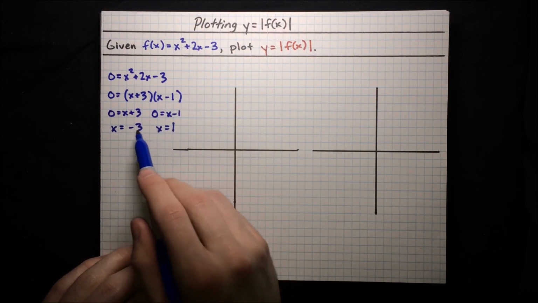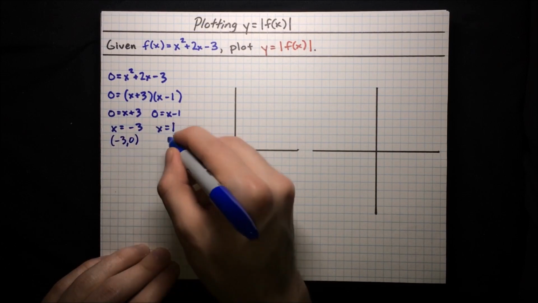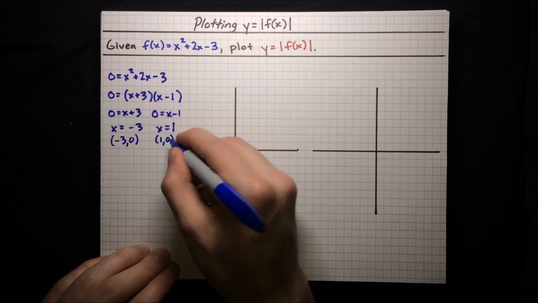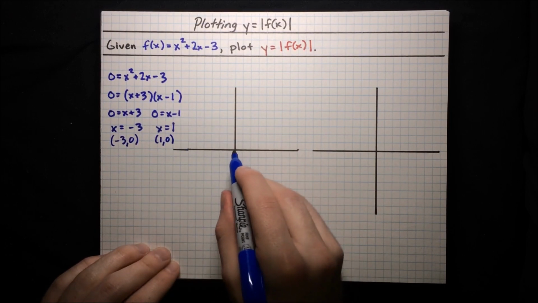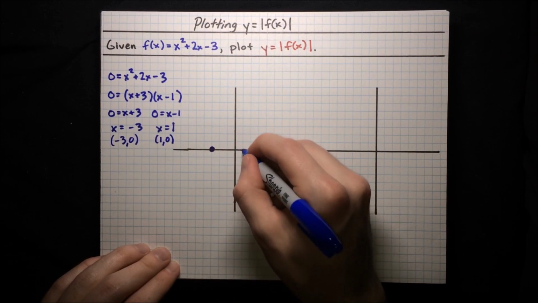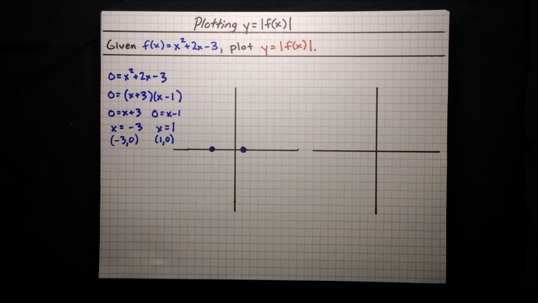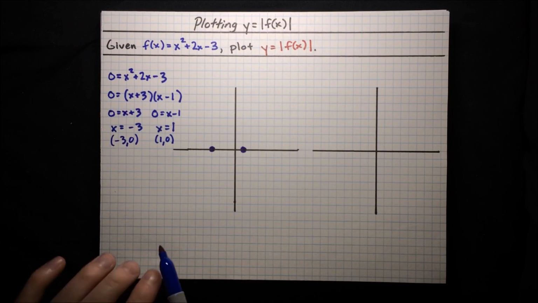So let's go ahead and plot those. This corresponds to the point -3, 0, and that corresponds to the point 1, 0. Let's put that on our graph. So -3, 0 is right over here, 3 units to the left, and 1, 0 is right over here, 1 unit to the right.